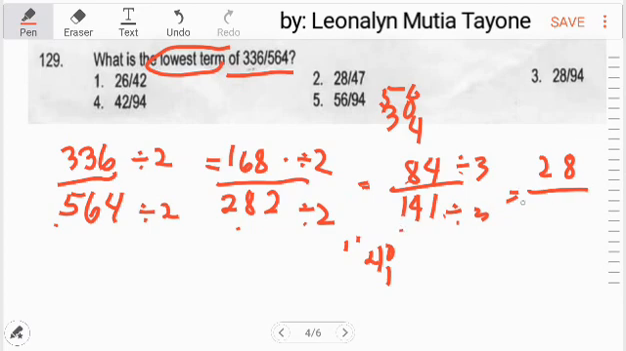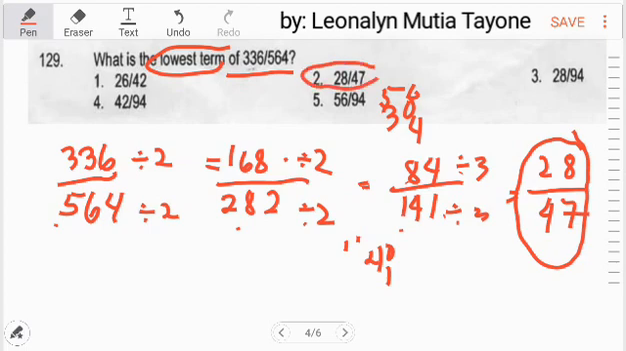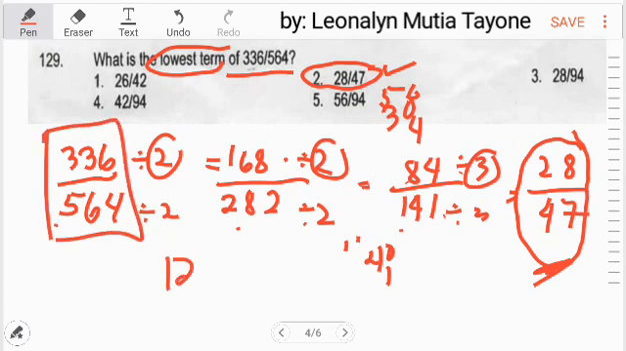141 divided by 3, and that is 47. Ang sagot ngayon ay 28 over 47. Ito na yung lowest term ni 336 over 564, kasi hindi mo na yan ma-list pa. Therefore, ang greatest common factor nito ay 2 times 2 equals 4, 4 times 3 equals 12. So, ang greatest common factor nito ay 12.